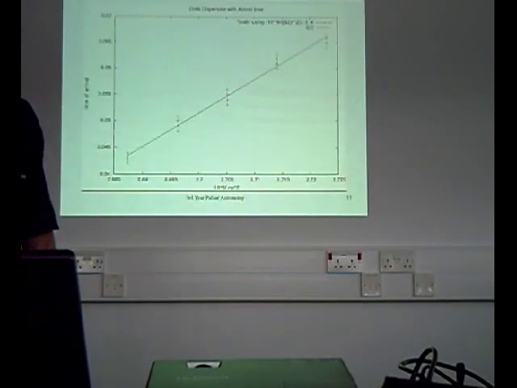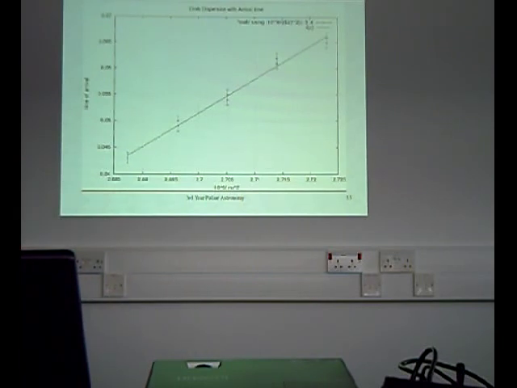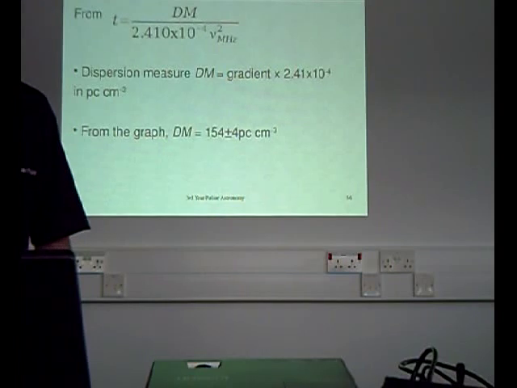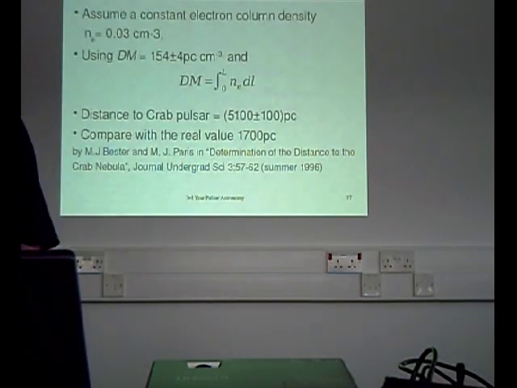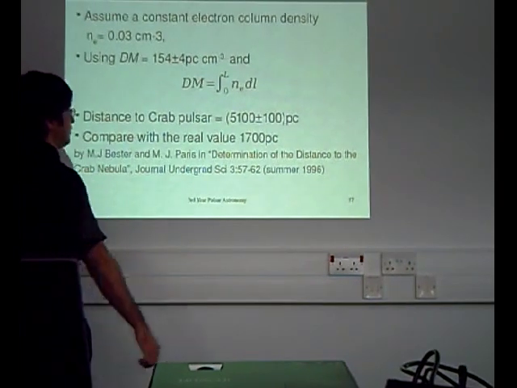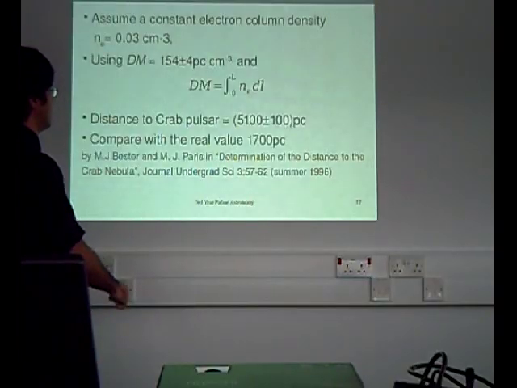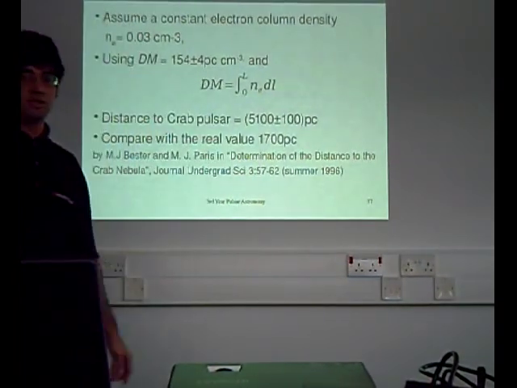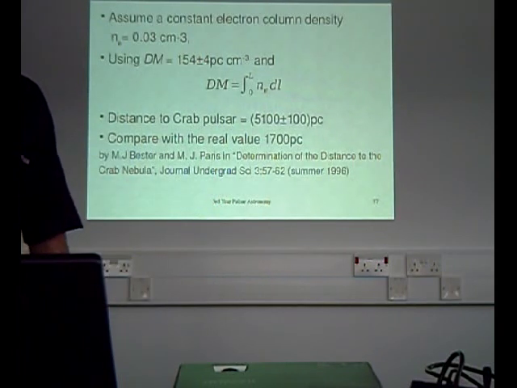And happily that's what we got for the Crab Pulsar. And using the gradient, we can work out the dispersion measure. And we found it to be 154 parsec centimeter cube per centimeter cube. Assuming a constant electron density along the line of sight, 0.03 per centimeter cube, we worked out the distance to the Crab Pulsar to be 5100 parsecs, and the real value, according to these guys, is 1700 parsec. So I'll tell you why it's different later on.